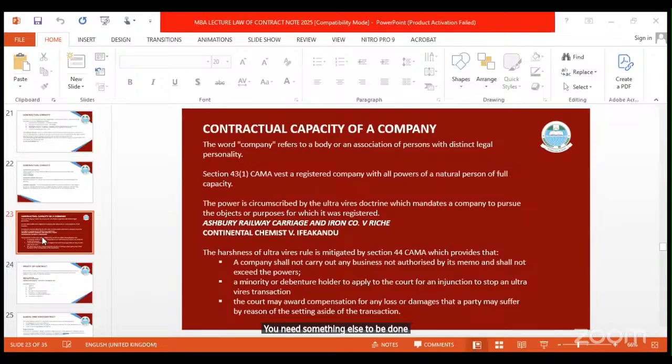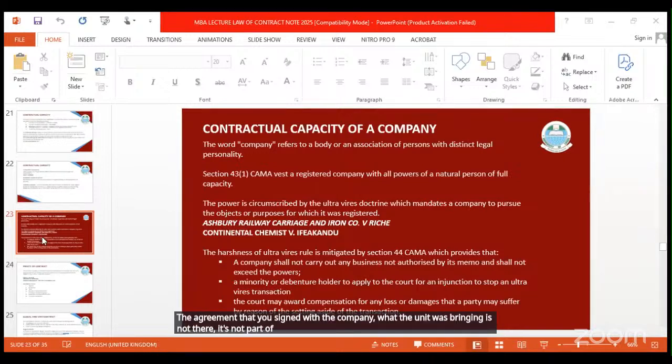That's the reason. You need to integrate it as part of it. Otherwise, it's not binding on the parties, because they will still go back and use the agreement that you signed with the company. What the union is bringing is not there. It's not part of it. Oh, okay, sir.